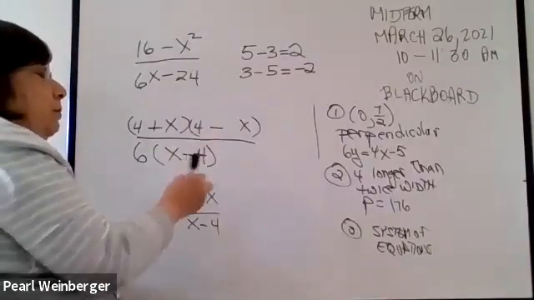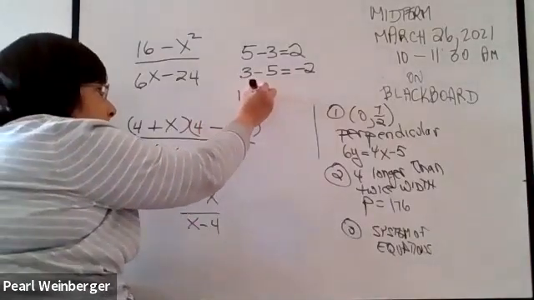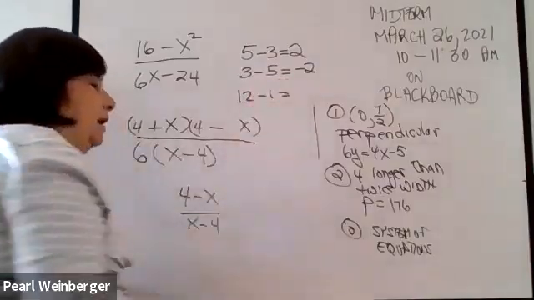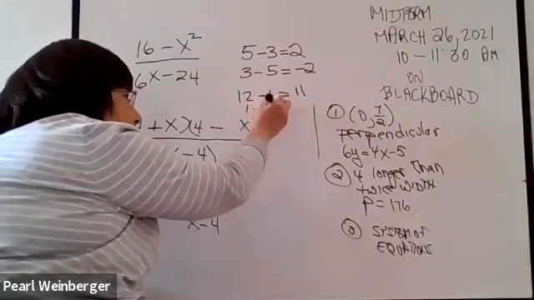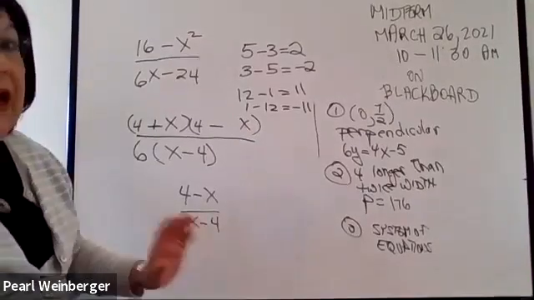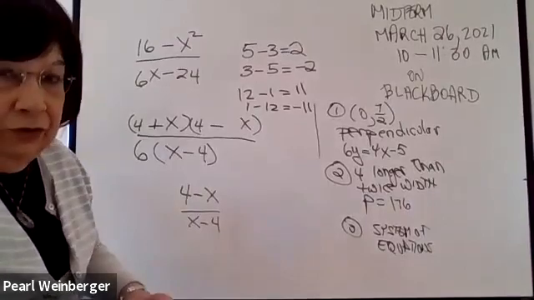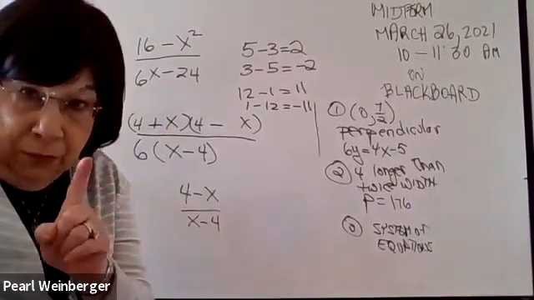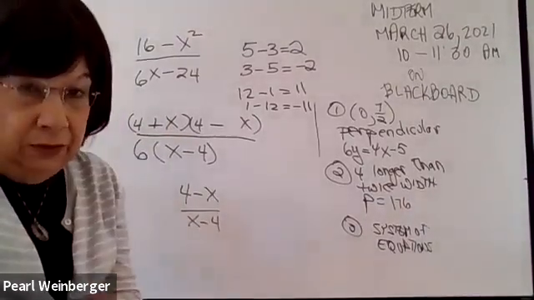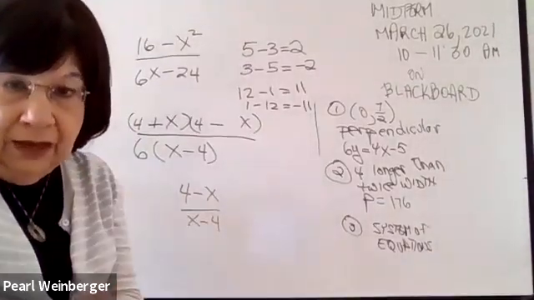Let's take another number. 12 minus 1. How much is that? 11. Oh, but how much is 1 minus 12? Negative 11. You see a pattern? You're not getting exactly the same answer. You're getting the same number, but one is coming out to be positive and one is coming out to be negative.